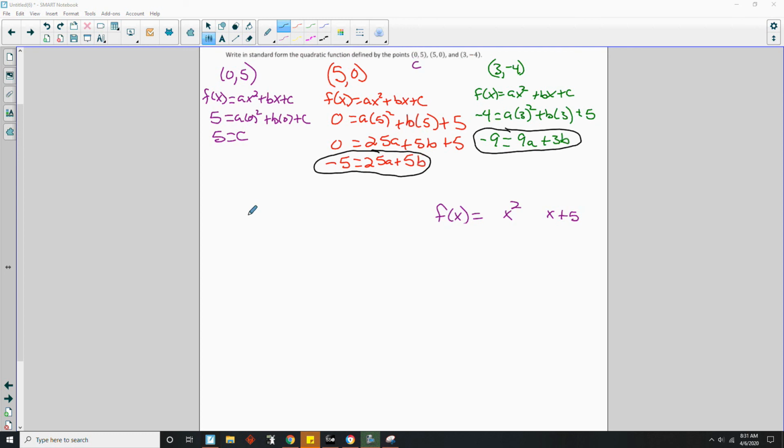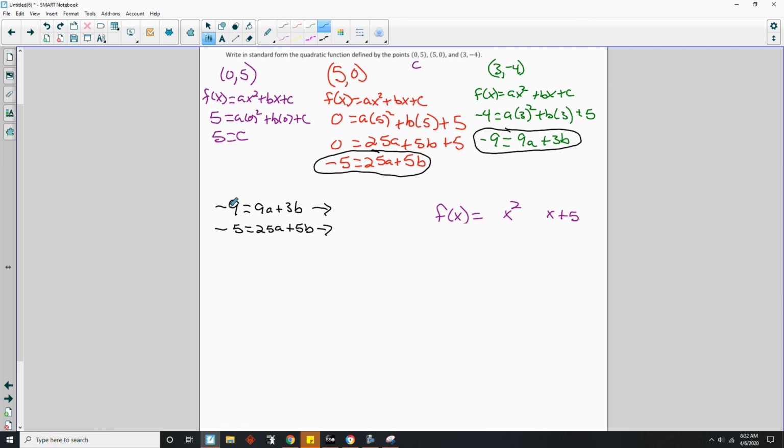Okay, so now I'm going to line these up. So I have negative 9 equals 9a plus 3b. And I have negative 5 equals 25a plus 5b. Okay, so what I need to do is manipulate these, one or the other or both, to get an opposite or a same and add or subtract the two. 3 and 5 have a least common multiple of 15. So let's try to get 15.